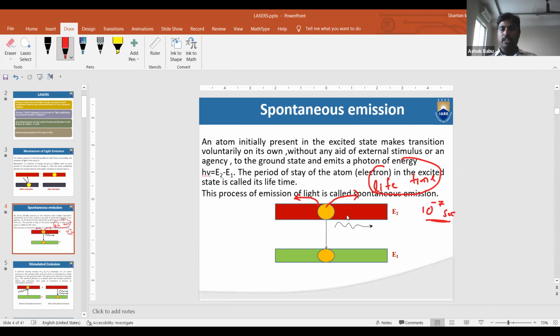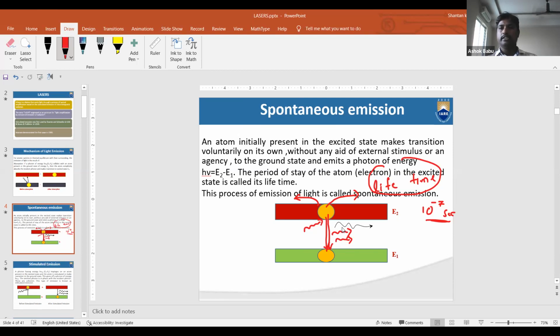So before completion of the lifetime, if the atom interacts with matter, then some energy is absorbed by the atom and it de-excites to the ground state, emitting photon energy. That is called stimulated emission. But after completion of the lifetime, what do we observe? The atom automatically de-excites to the ground state energy level, emitting photon energy.